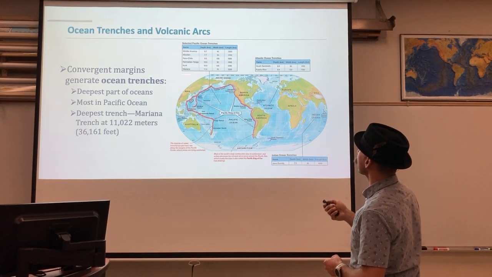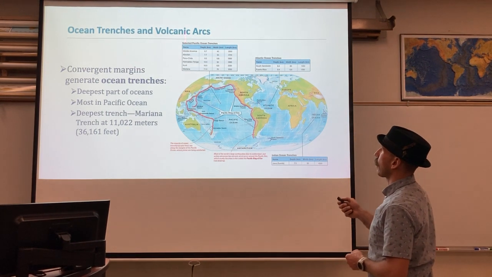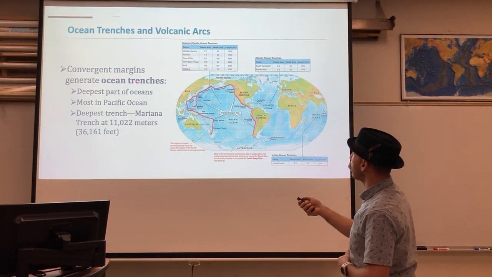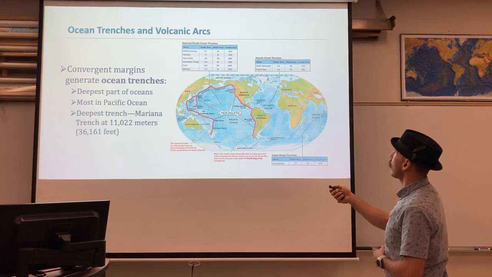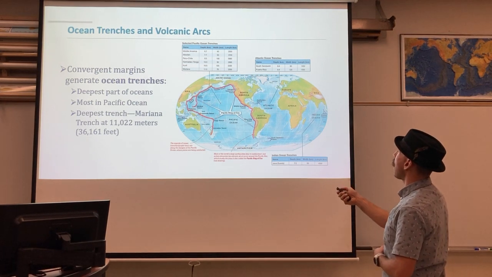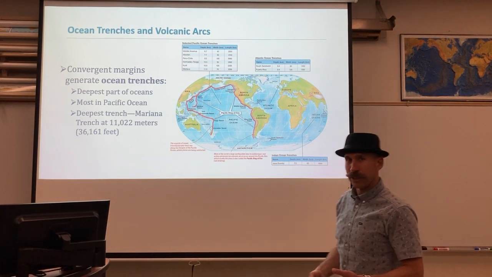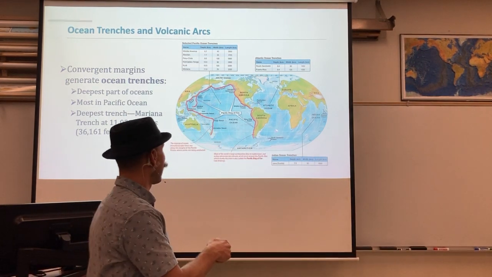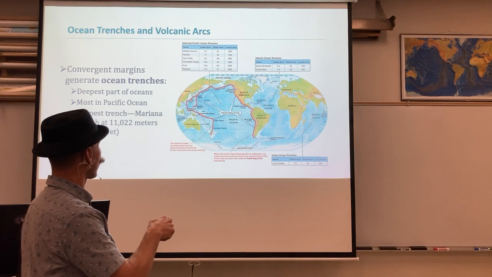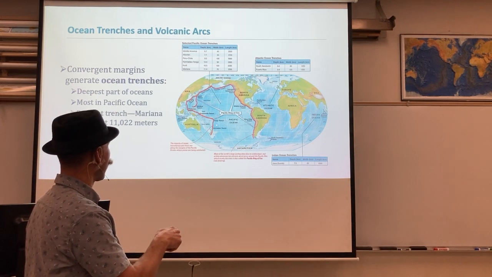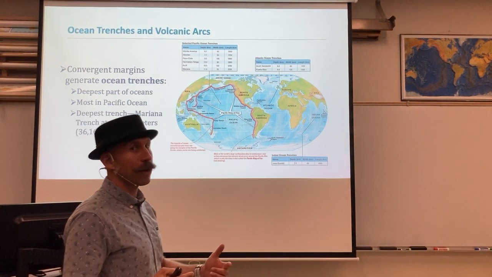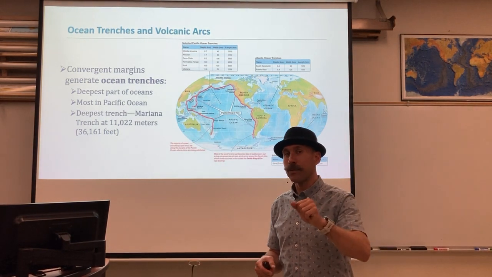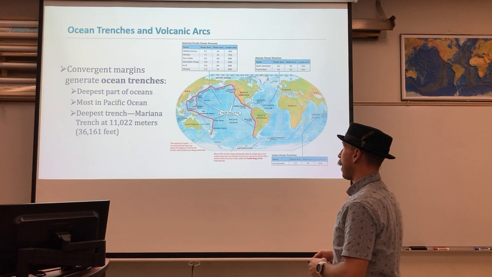Ocean trenches create volcanic arcs. So at these convergent margins, we have deep ocean trenches. And here we can see the Ring of Fire. Why is it called that? Because there's so many volcanoes. In fact, there are more volcanoes and more earthquakes along this mountain range of volcanoes than anywhere else in the world. So much so that it needed its own name, and it was dubbed the Ring of Fire.